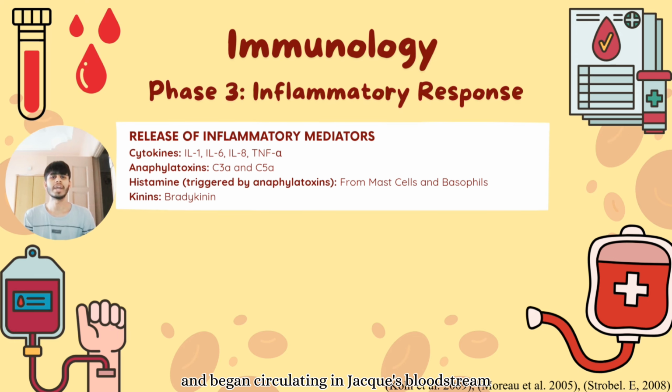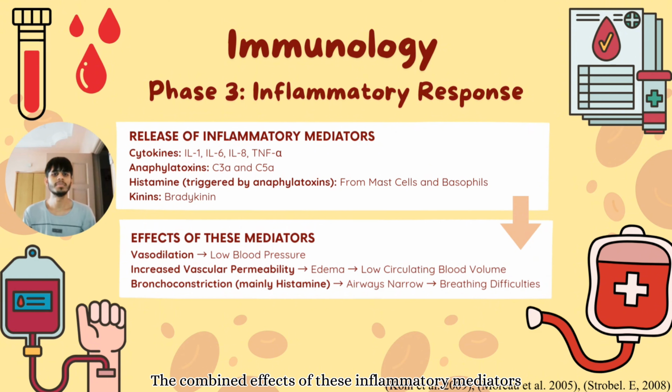Simultaneously, the complement fragments C3a and C5a, known as anaphylatoxins, were generated from the complement cascade and began circulating in Jack's bloodstream, where mast cells and basophils are stimulated to degranulate and release large amounts of histamine. Additionally, the kinin system was also activated, leading to the production of bradykinin, which is a potent vasodilator. The combined effects of these inflammatory mediators produced the clinical symptoms that Jack experienced.